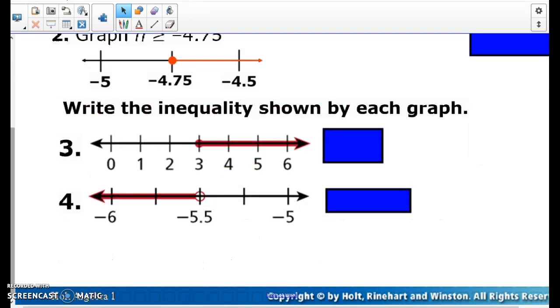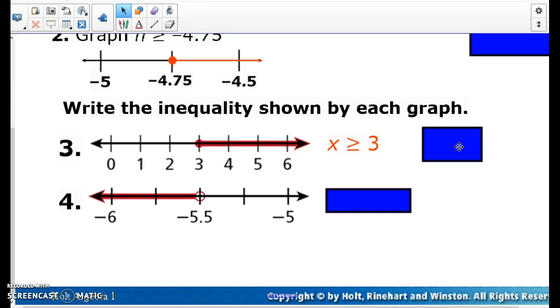Okay, this one, last two, I need to write it down. So I'm going to have x greater than, because it's going this way, 3 or equal to 3. Filled-in circle. So x is greater than or equal to 3. And then the last one, I have x is less than, because the arrow is going this way now, negative 4.5. And it's just going to be a less than sign. I'm not going to have that equal to underneath because it's an open circle.